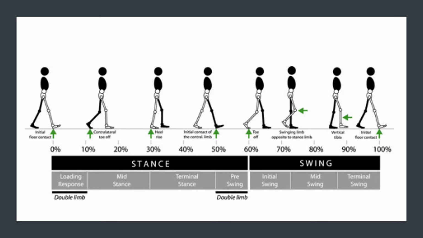With respect to the timing, the gross normal distribution of the floor contact periods is 60% for stance and 40% for swing. The timing of the phases of stance is 10% for each double stance interval, loading response and pre-swing, and 40% for single leg support. So this is the overall percentage of human walking.